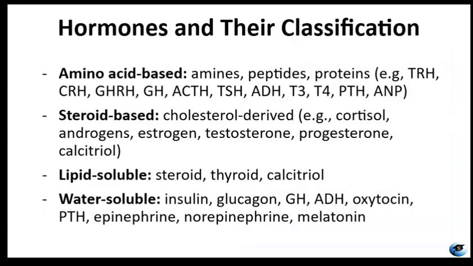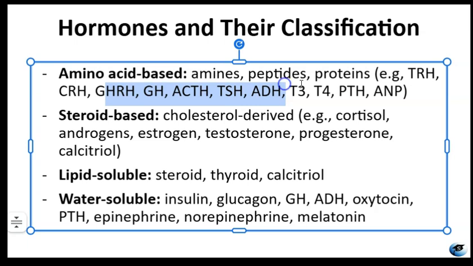Hormones can be classified in several ways based on their chemical structure and how they interact with target cells. One major group is amino acid-based hormones, which include amines, peptides, and proteins. Examples of these are hormones like TRH, CRH, GHRH, growth hormone, ACTH, TSH, ADH, thyroid hormones T3 and T4, parathyroid hormone PTH, and atrial natriuretic peptide ANP. These hormones are generally water soluble and they act quickly in the body. And don't worry, we're going to go over these abbreviations shortly.